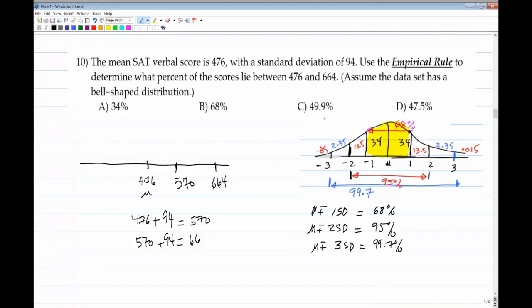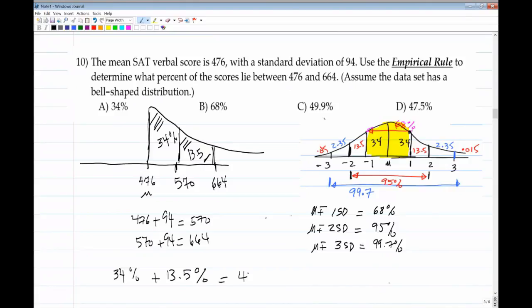That's where I should stop. If you look at the bell shape right here, the first standard deviation is very clear from the picture, that is 34%. The next one in line is 13.5%. So the total area in this region, it's actually 34% plus 13.5%, which is 47.5%.